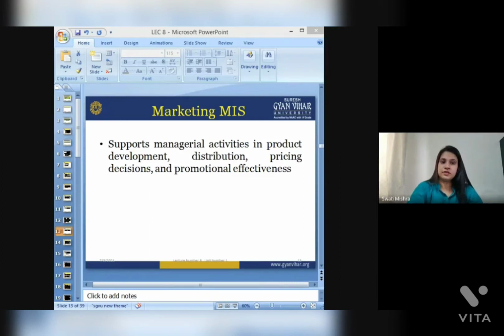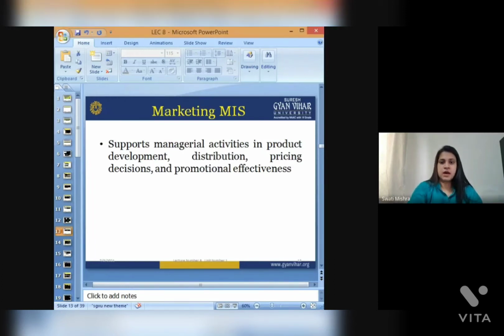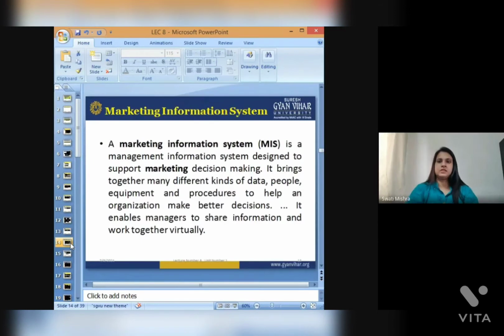So let's proceed further, now that I have introduced you to what an MIS is and what this marketing information system is that we are talking about. I just told you that a marketing information system is a management information system which is designed to support marketing decision making, and it brings together many different kinds of data, people, equipment, and procedures to help an organization make better decisions. It enables managers to share information and also work together virtually.